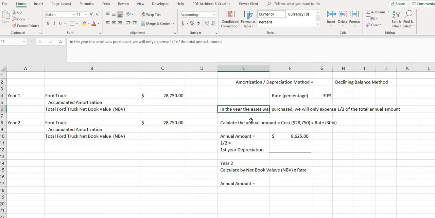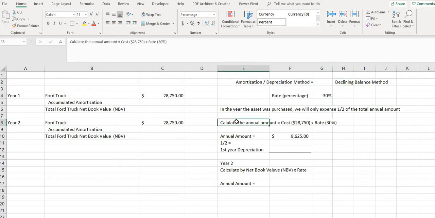Now, something that's very important to note, in the year that an asset was purchased, we are only going to claim, or rather expense, half of the total amortization amount. Now, every year after that, we're going to take the full amount that we're allowed. Okay? So that's the method we're going to use, and this is the rate we're going to apply.